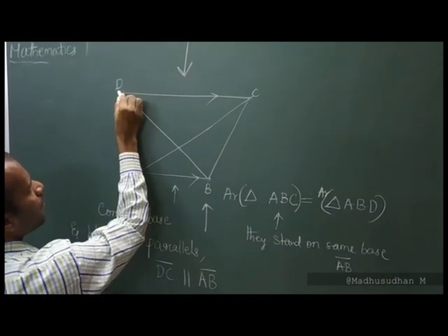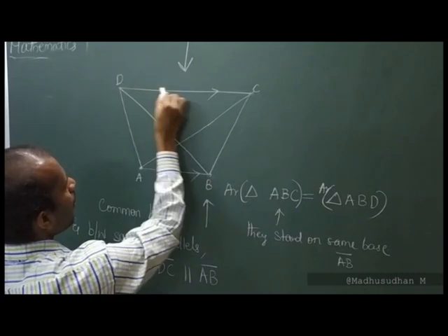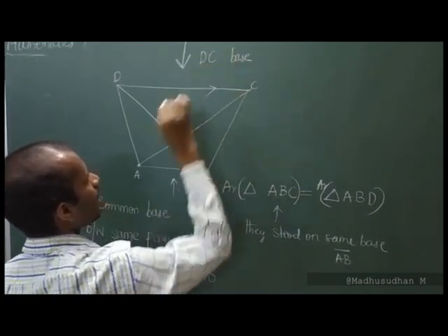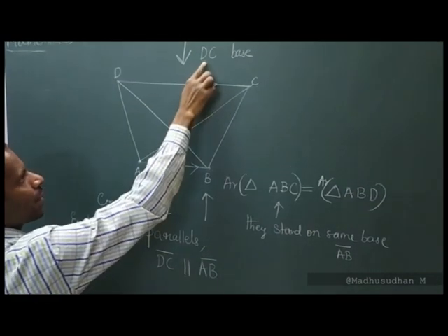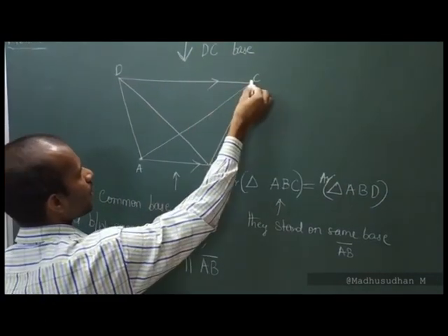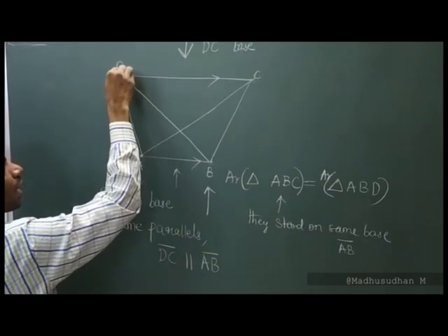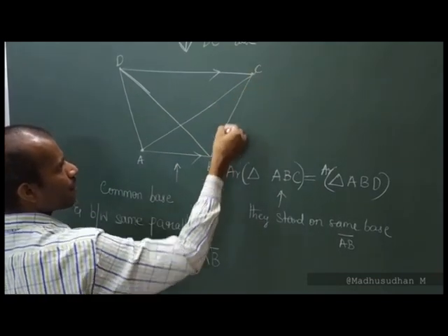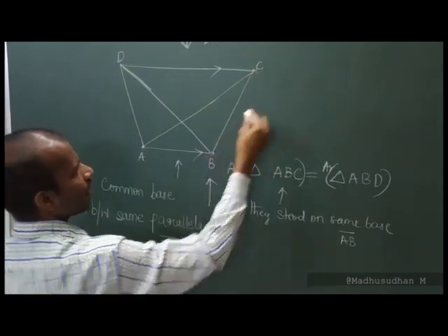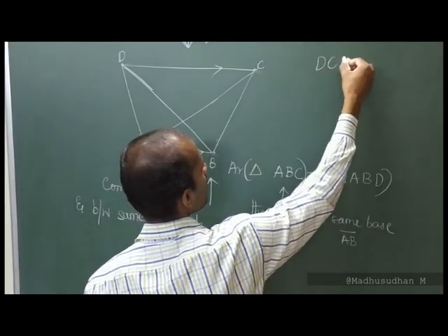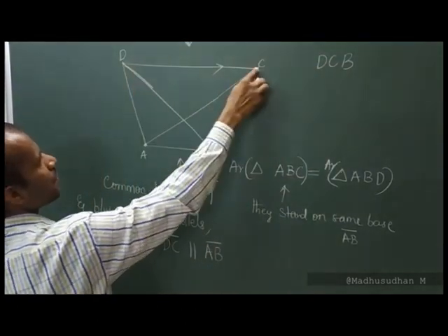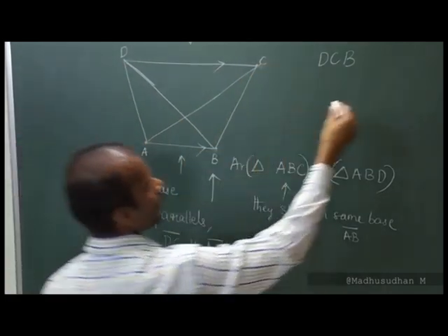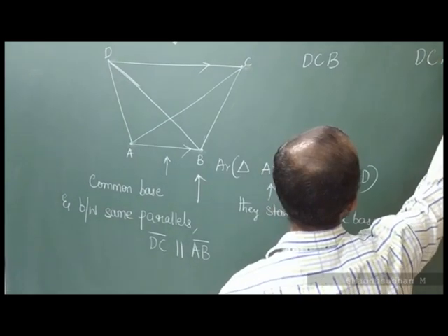Can you find this base? This is the common base now, with DC as the base. Can we find any two triangles on the common base here? D to C. See here, please understand. From D, I have joined one line segment. From C, there is a line segment. So DCB, right? Let me write DCB, D to C, C to B. Then D to C, C to A, right? So I can write this is DCA.